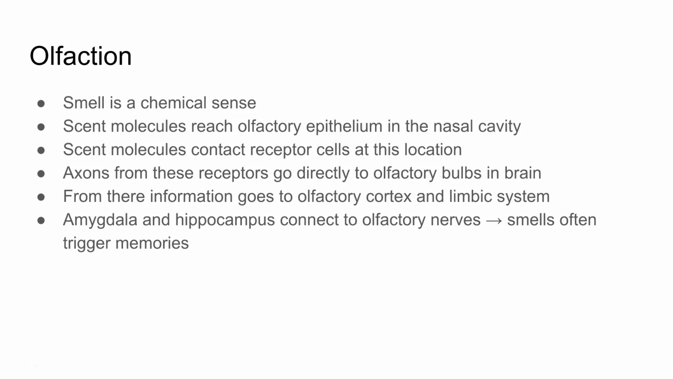And that's the sensation of smell. And then from there, the information goes to the olfactory cortex, and that's where the smell is processed. And that's where we get the perception of smell. So the sensation of smell is from scent molecules getting to the receptor cells at the olfactory epithelium, and then the perception of smell is when it goes to the olfactory cortex and into the limbic system. And what they found that's really interesting is two areas of the brain that are partially responsible for memory, the amygdala and the hippocampus, actually connect to the olfactory nerves. And so this is why the scents we are used to can trigger memories.